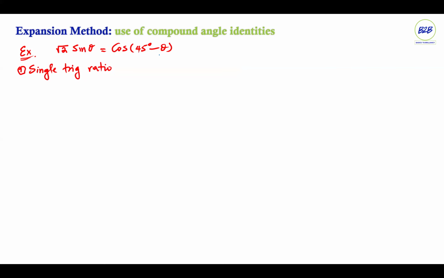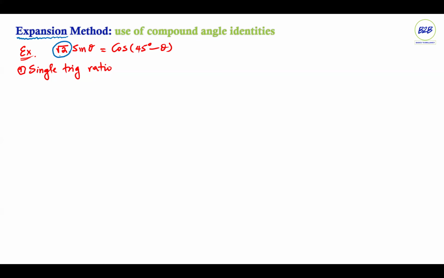There is a problem here, which does not allow us to use the conversion method. The method that I'm introducing now is called the expansion method. We expand using compound angle identities. That is when we cannot apply the conversion method. So here we cannot apply the conversion method, and only because of this guy.